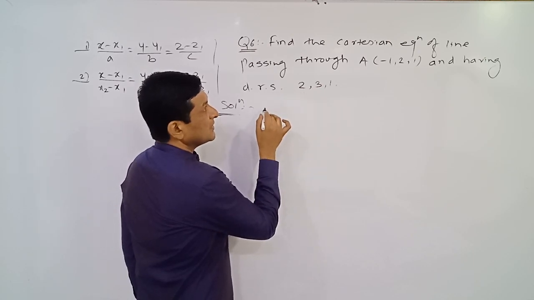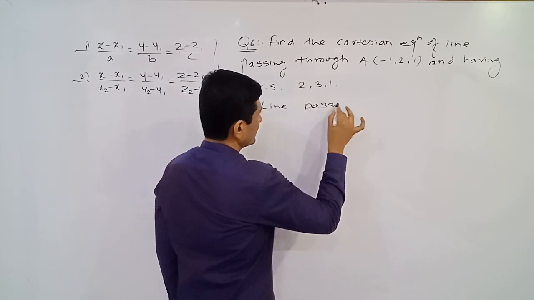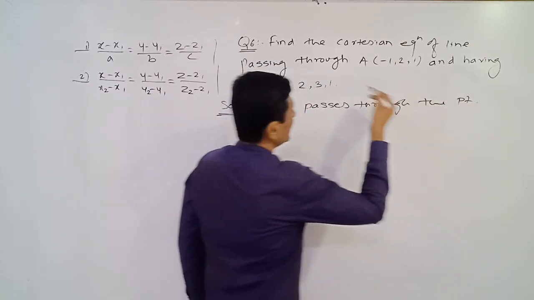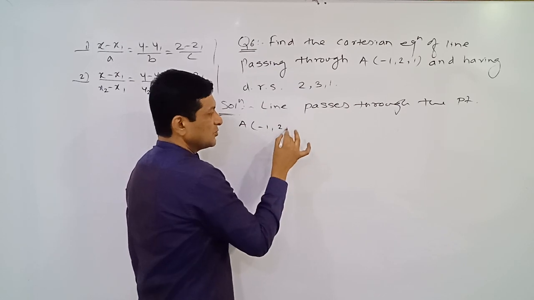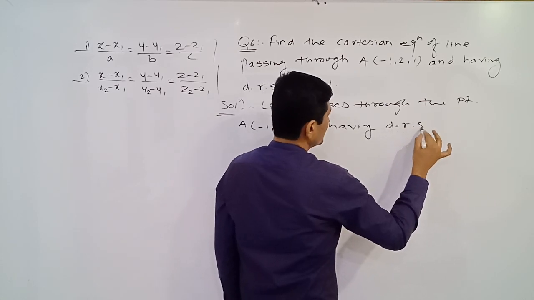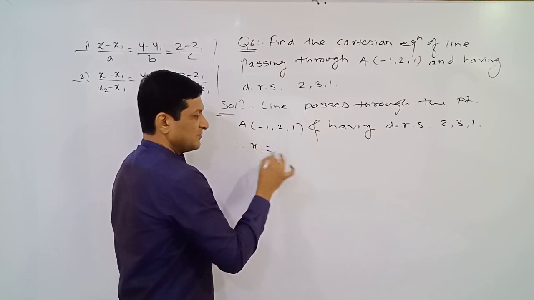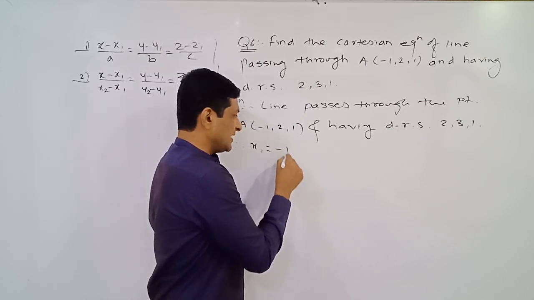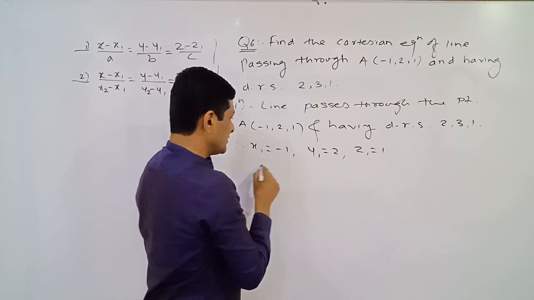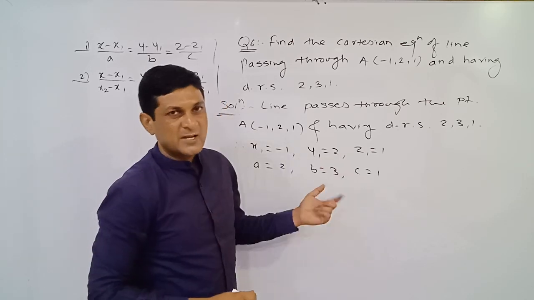So here we have to find the equation of the line. The line passes through the point A, whose coordinates are -1, 2, 1, and has direction ratios 2, 3, 1. So therefore we can say that x1 is equal to -1, y1 is equal to 2, z1 is equal to 1. Direction ratios mean a is equal to 2, b is equal to 3, and c is equal to 1. All these values are given to us.